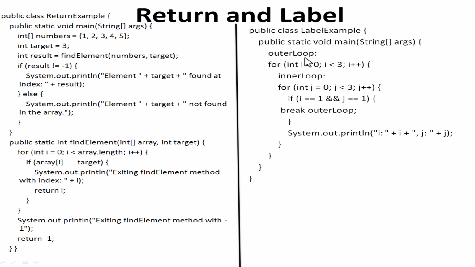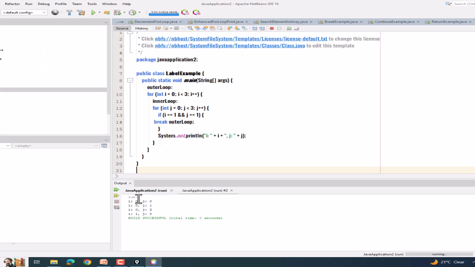Here we have used a label called outer loop, and here we have used a label called inner loop. So where are these used? Whenever you use break outer loop, this particular loop will be broken. For the inner loop we have not given a break, so it will not break. Now it has shown 0 0, 0 1, 0 2 and 1 0. So now it has executed the values of i and j that will be printed.